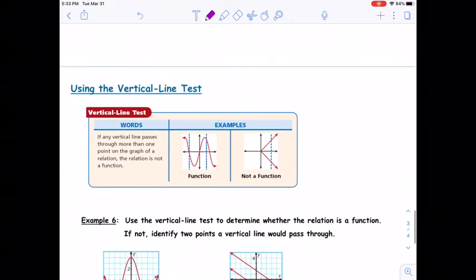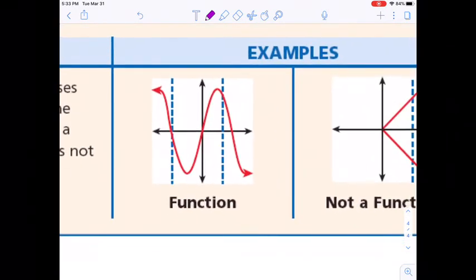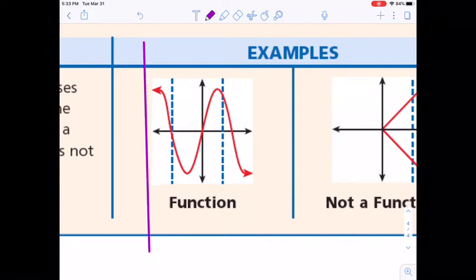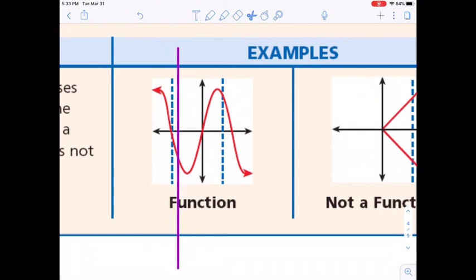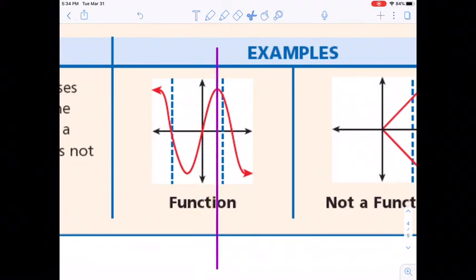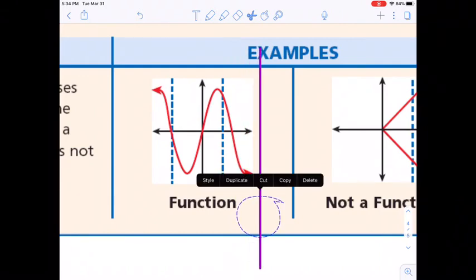So let's look at some examples where we're using the vertical line test. If we look at this one, imagine a vertical line that's just sliding from left to right across that function. You want to see, does it ever hit 2 points on the graph at the same time? As I go from left to right, it's only hitting 1 point on the red graph at a time. So it is a function.